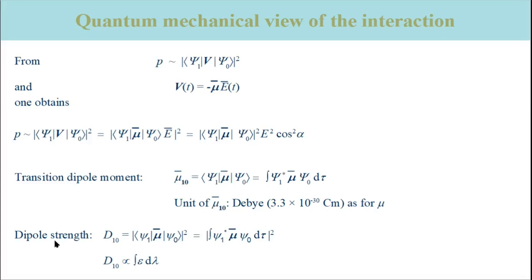As we have seen in the equation above, this one, the probability for a transition depends also on the angle alpha between the transition dipole moment and the electric field vector. The probability is large when both quantities are parallel or antiparallel, but zero when they are perpendicular. The transition dipole moment between the ground state and the first excited state is often abbreviated μ1,0. It is written like this in the Dirac notation and like this in the position representation.